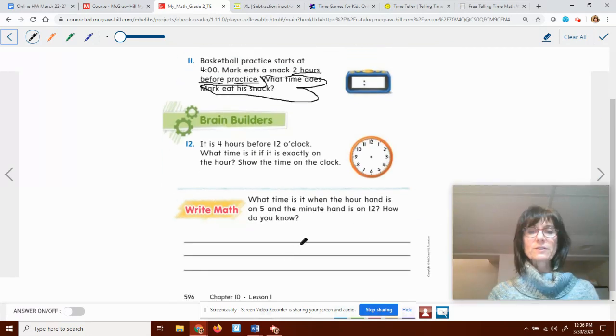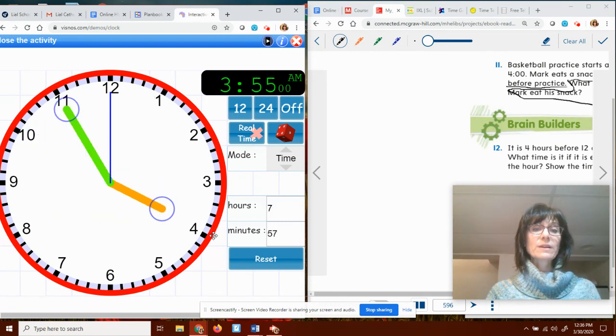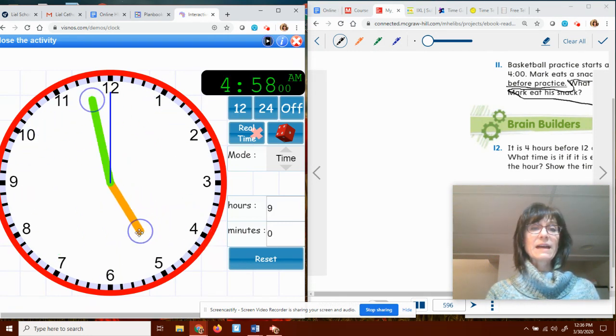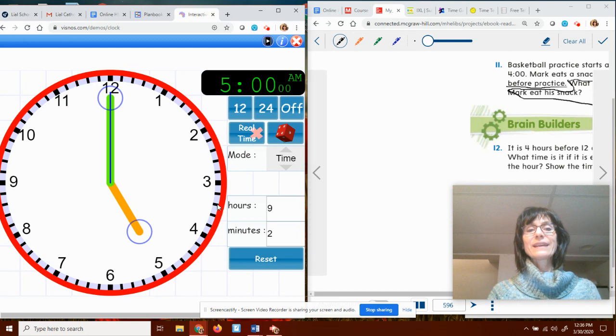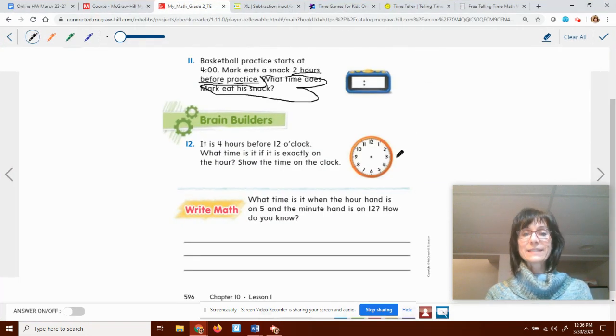The last part on independent practice is what time is it when the hour hand is on 5 and the minute hand is on 12? You could go back if you wanted to and go onto the website, and you could pull that up. If my hour hand is on 5 and my minute hand is on 12, it will tell us what time it is. Again, that might help us out.